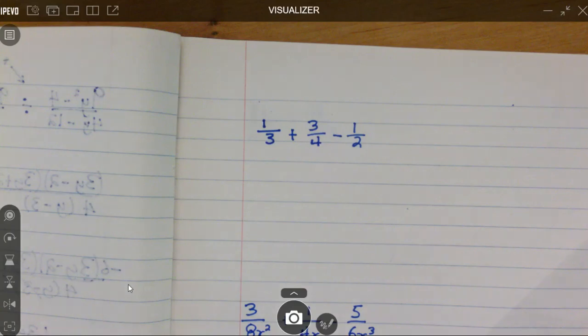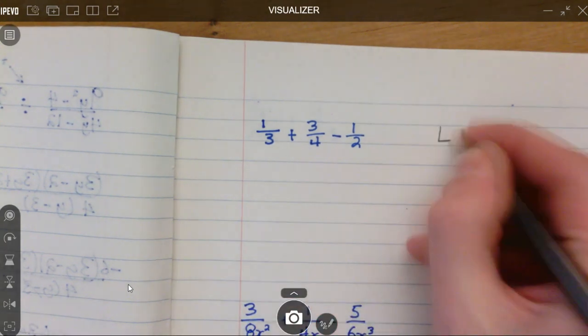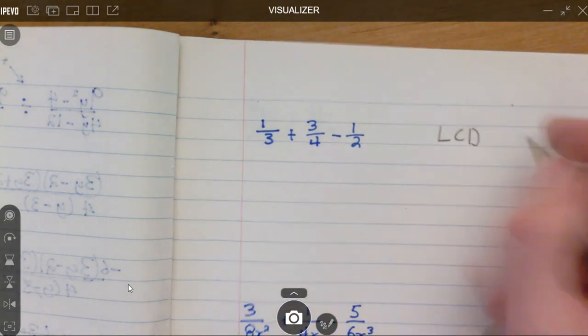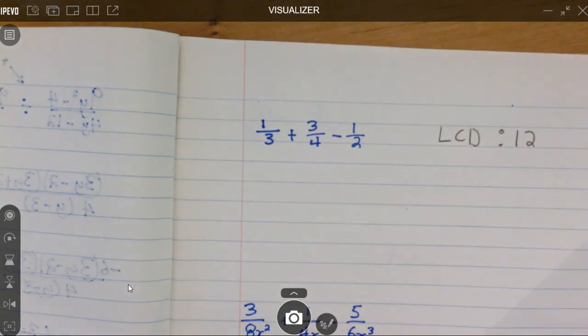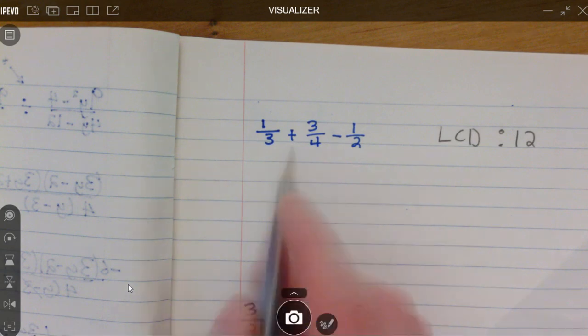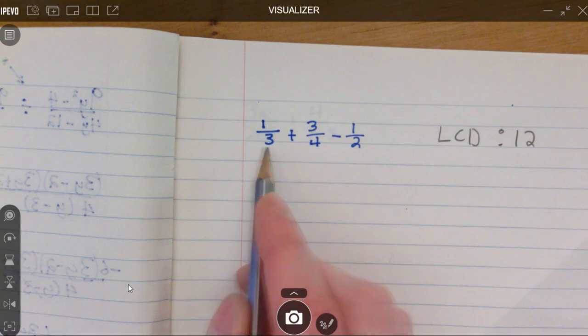Okay, how do we add or subtract rational numbers or fractions? We always need a common denominator. So for example, if I'm doing 1/3 plus 3/4 minus 1/2, the lowest common denominator, what do 3, 4, and 2 all go into? Well, I've got a lowest common denominator of 12. This is kind of a review from elementary school, but to make a lowest common denominator of 12, I need to multiply each of these fractions, top and bottom, by whatever it takes to get that denominator up to 12.